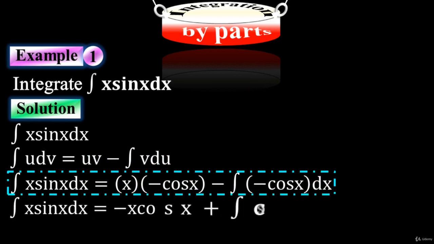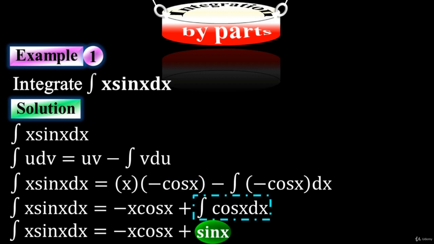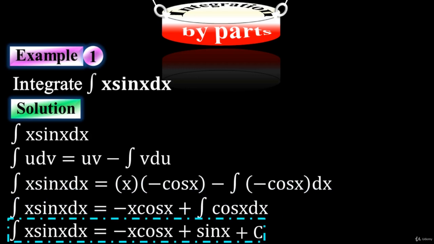Solve this equation further and we have integral of x times sine x dx equals minus x times cos x plus integral of cos x dx. Integral of cos x dx equals sine x plus an arbitrary constant. And this is our final answer for the given equation by using the integral formula.